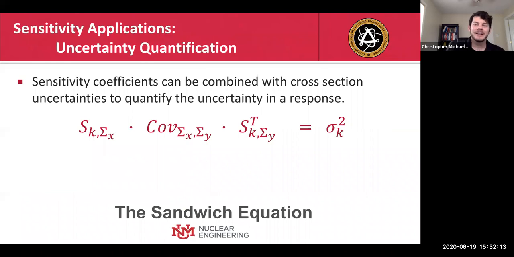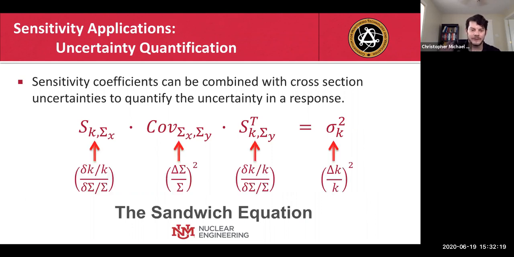So there's something known as the sandwich equation, which allows us to take our sensitivity coefficients and propagate them with the uncertainty in the cross sections to get the uncertainty in some sort of result. The sensitivities are, again, delta k over k over delta sigma over sigma. And then we also have this covariance file, which is the covariance data. Cross-section data have covariance between the different cross sections. You might use one isotope to calibrate a detector that's used to measure a cross section for a different isotope, so there's a correlation between the uncertainty in all these isotopes. With the sandwich equation, you can propagate that uncertainty and get the uncertainty in whatever response you're looking at.